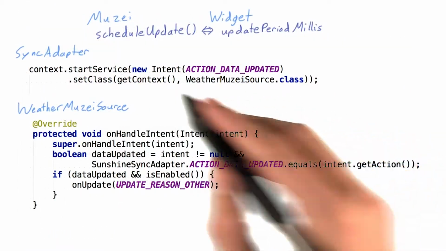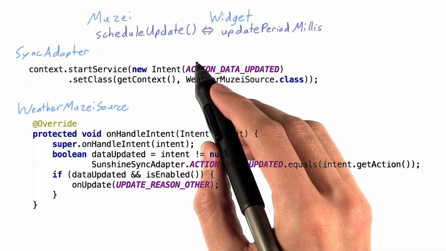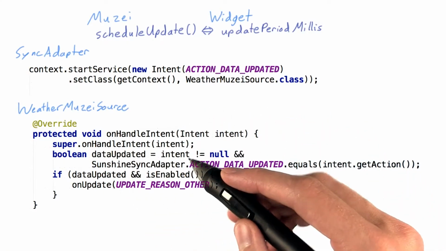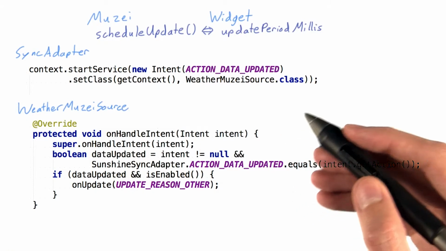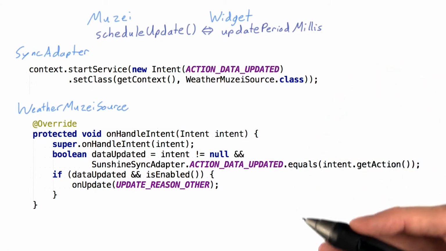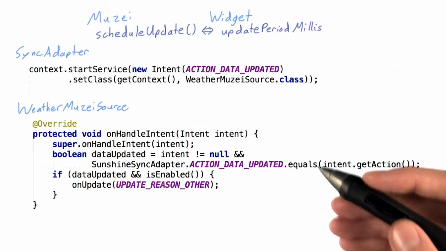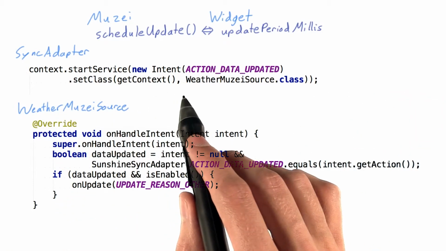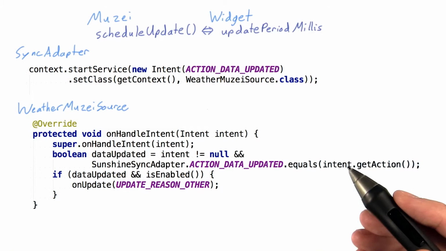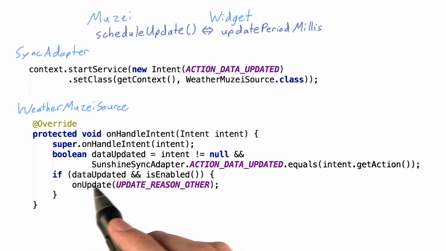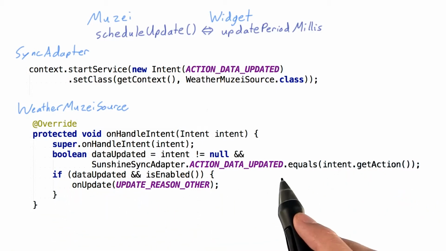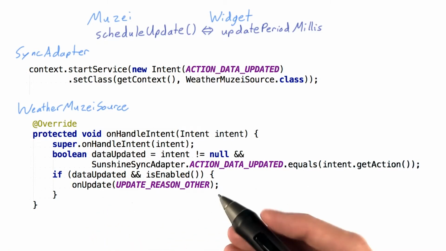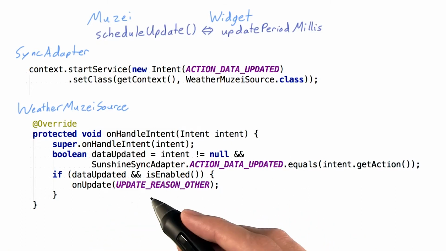While we have the option of using Muzei's scheduleUpdate method, we can use the same approach as our widget and use our data changed action to trigger an update. That way, whenever the data changes, we'll update the wallpaper as well. In this case, though, we're triggering a service, so we'll add a startService call to our sync adapter. Then, our onHandleIntent can include a special check for the data updated action. And if we're enabled and the user has selected us as their background source, we can call our onUpdate method.